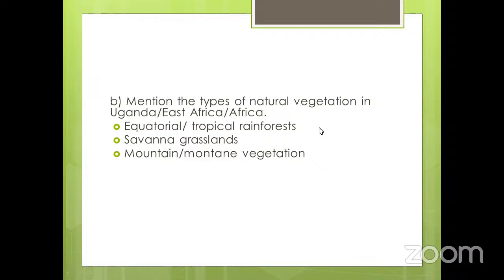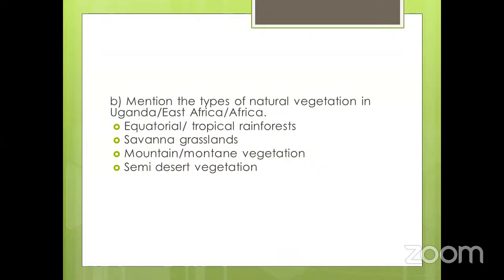Yes, Susan. Susan, are you with us? So the other one is called mountain or mountain vegetation. Then another one is there, which is semi-desert vegetation. So those 4 types of natural vegetation are the ones we have in Uganda.